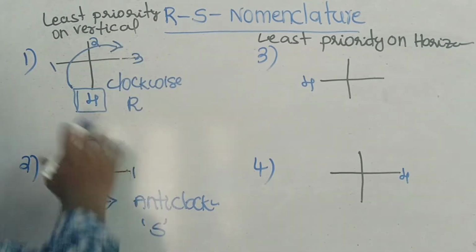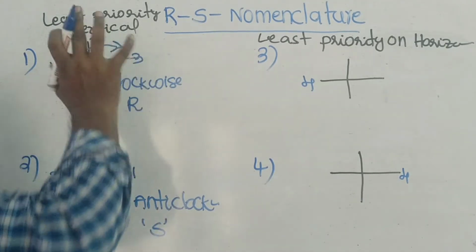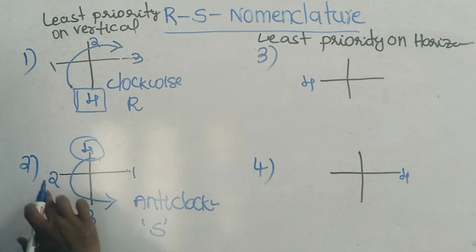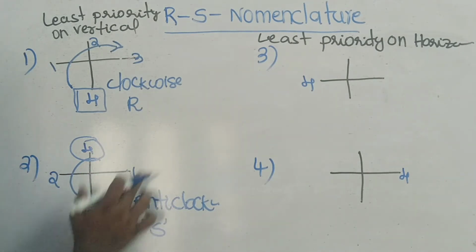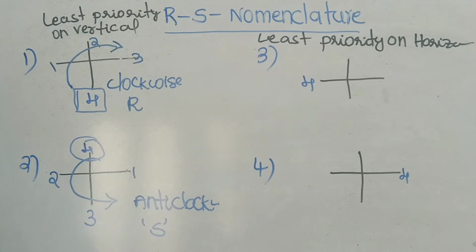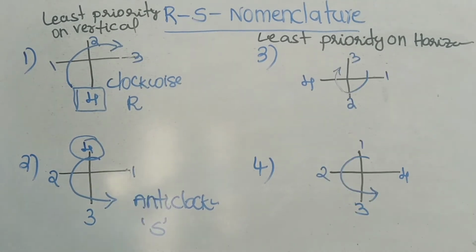The line which is connecting the first, second, third priority order groups, if it is anti-clockwise, that is called an S configuration.